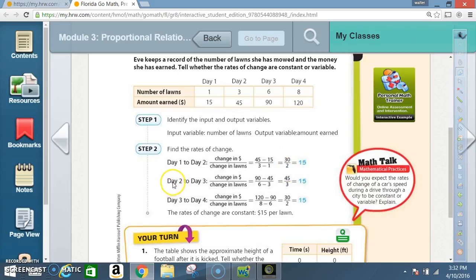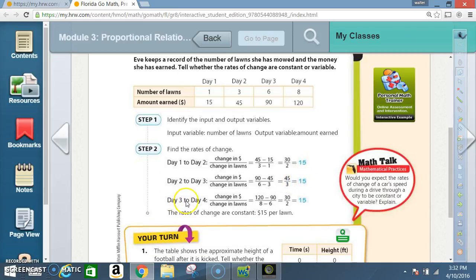Now go from day 2 to day 3. So day 3 minus day 2. That's 90 minus 45, and also 6 minus 3. 90 minus 45 is 45. 6 minus 3 is 3. 45 divided by 3 is 15. So notice we get 15 and 15.